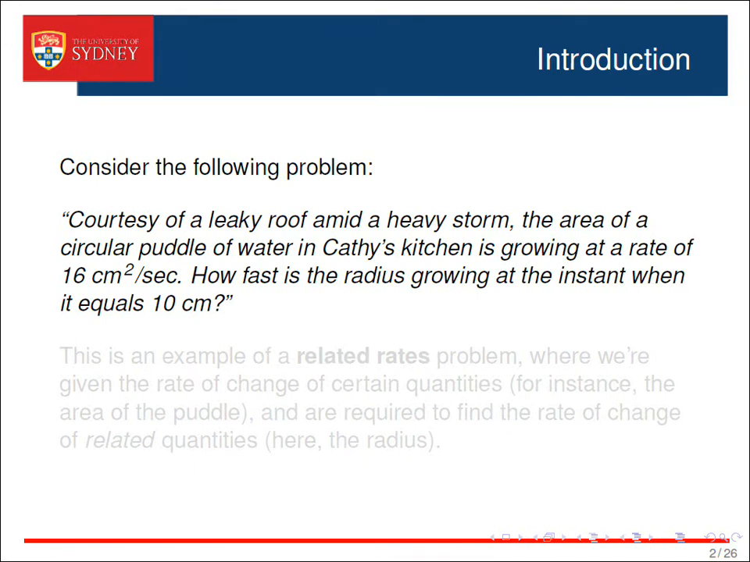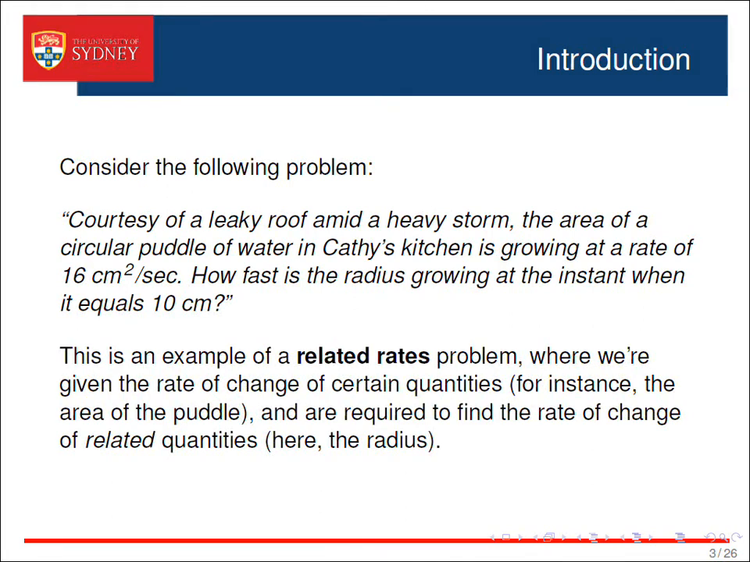Suppose there was a heavy storm that caused the roof to leak in Kathy's kitchen, creating a rapidly expanding puddle of water on her kitchen floor. Moreover, imagine that the area of this puddle is growing at a rate of 16 centimeters squared per second. Then the question is, how fast is the radius of the puddle growing at the precise instant when the radius is 10 centimeters?